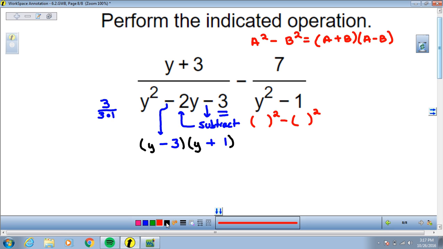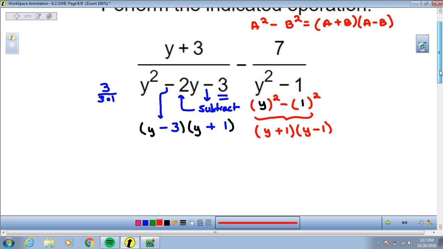So we need to find what square equals to y squared? Y. What square equals to 1? 1. So that means that on this equation, a squared minus b squared, a is equal to y and b is equal to 1. So my factors for this denominator would be a plus b, which is y plus 1, that is a is y and b is 1, times a minus b, a is y minus b, which is 1.